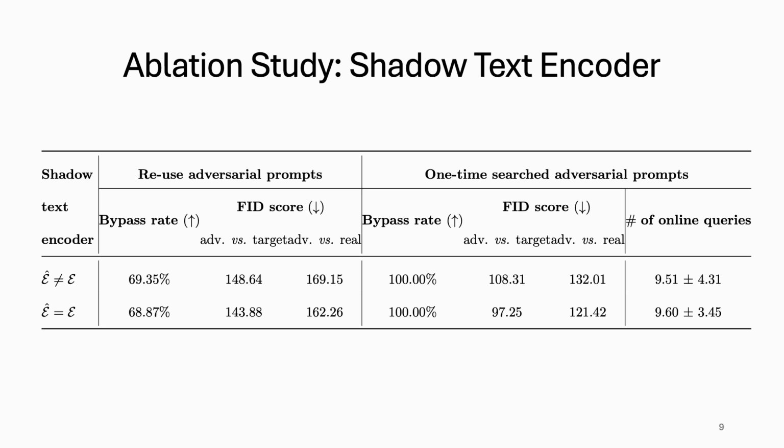The relatively smaller improvement for the reuse FID score is because of the disturbance of the random seed. Second, there is no significant difference in the bypass rates and online queries. SneakyPrompt achieves a 100% bypass rate with both shadow text encoders for the one-time performance and achieves around 17% for reuse performance with different random seeds involved. The number of queries is also similar because they use the same similarity threshold delta.